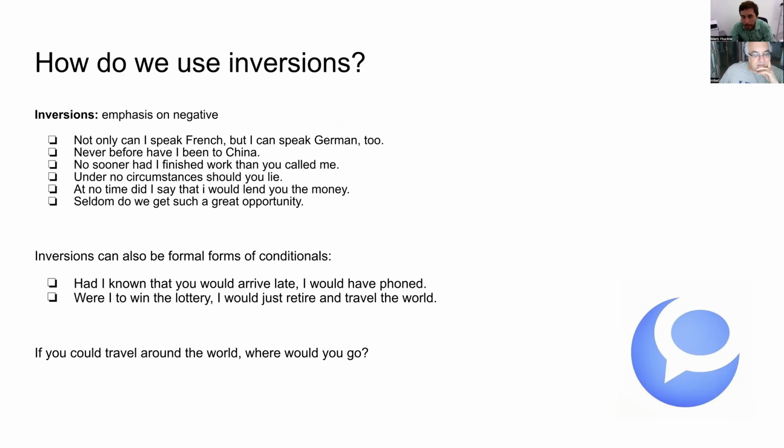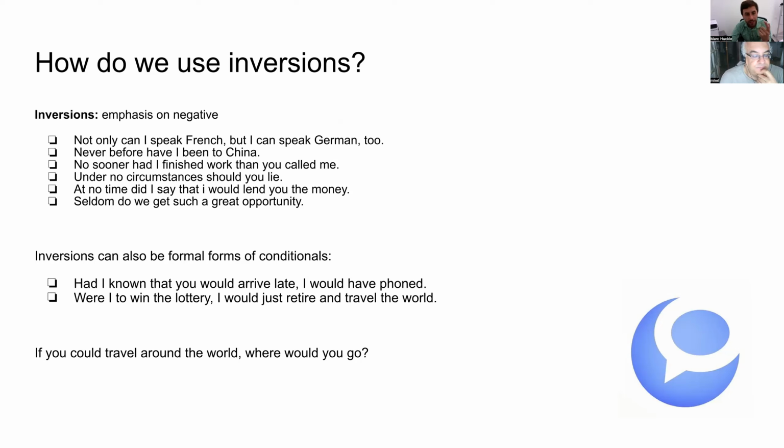Exactly. Under no circumstances should you lie. Meaning, you should never lie. You should not lie under any circumstances. At no time did I say that I would lend you the money. Meaning, I did not say I would lend you the money.